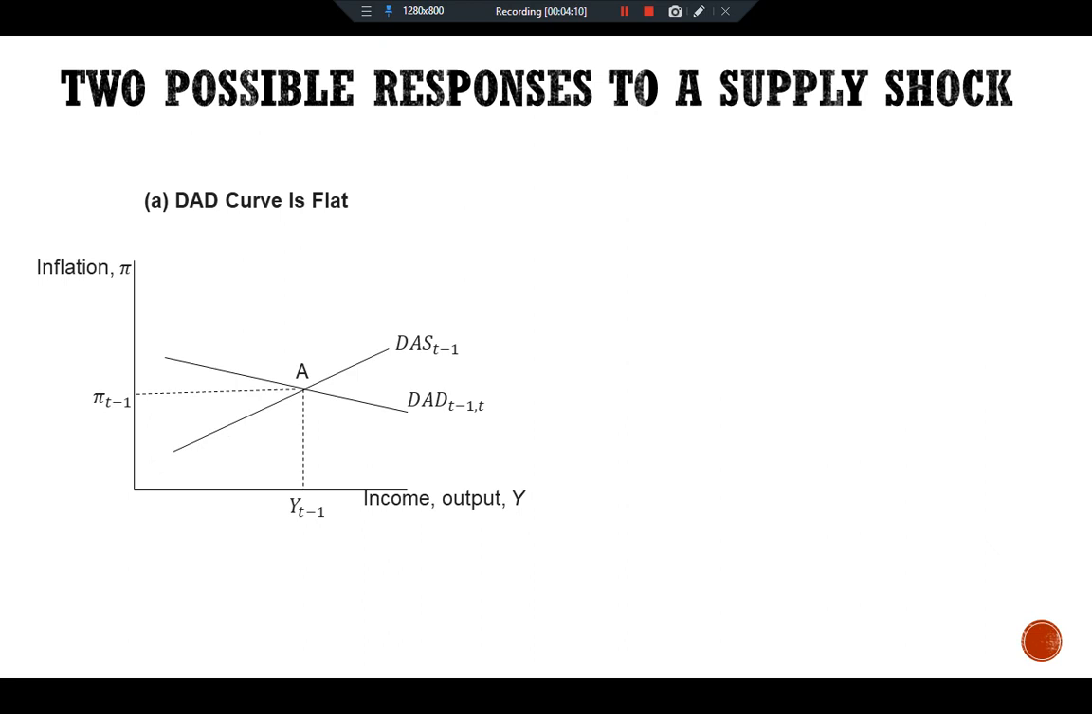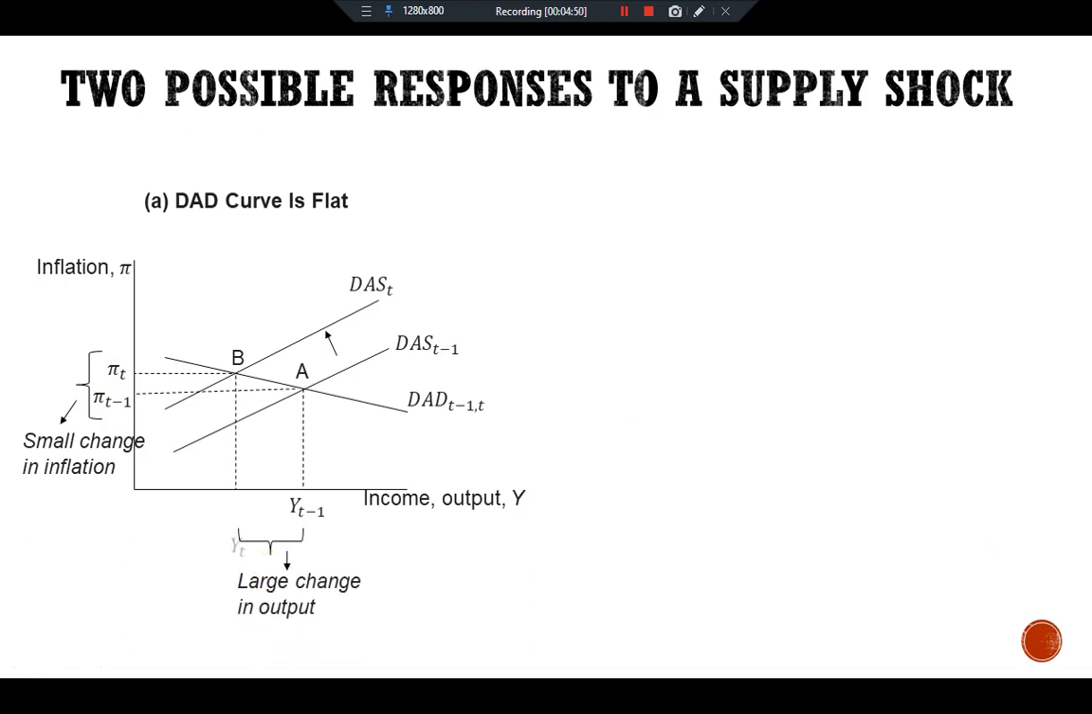Now a supply shock will shift the dynamic aggregate supply curve upward, and we have a new equilibrium at point B with a large reduction in output but a small change in inflation. We have that small change in inflation from pi t minus 1 to pi t, and a larger reduction in national output from Y t minus 1 to Y t. So this is a large change in output. When the dynamic aggregate demand curve is relatively flat, as we have described here, a supply shock has a small effect on inflation but a large effect on output.